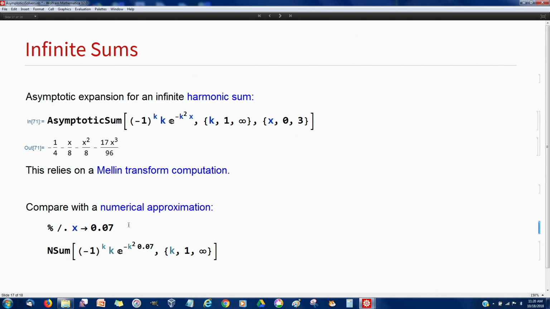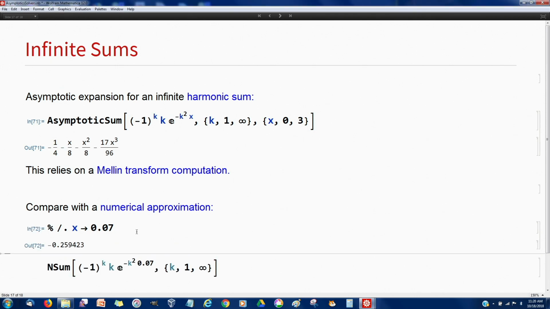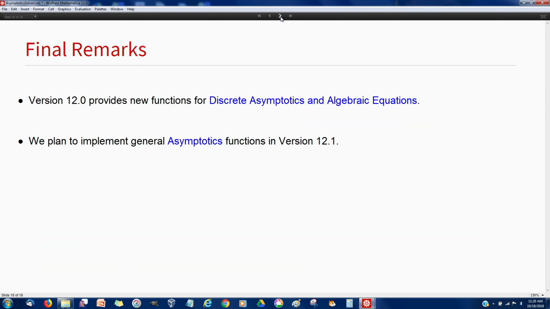Okay, so there I am. Here's the approximate value, here's the numerical value, and they look quite nice and simple. So I'm done, and the main point is that for version 12, we have discrete asymptotics and algebraic asymptotics. And now in version 12.1, we want to put it all together and have one massive asymptotic function which will do everything for you. Just put in your difference equation or differential equation, whatever you like, and it'll go and do it for you. And then we are done.